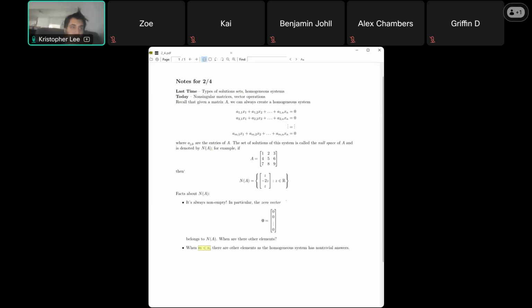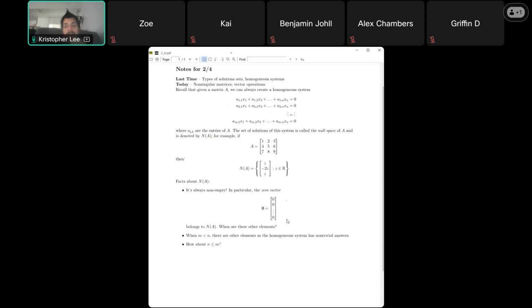Now, this inequality leads us to ask: what happens if you are in the situation where m is not strictly less than n? When m is strictly less than n, we know that the system has non-trivial answers, guaranteed every time, no matter what. What happens when m is at least n, if not more? Note that would correspond to the number of equations either equaling or exceeding the number of variables.